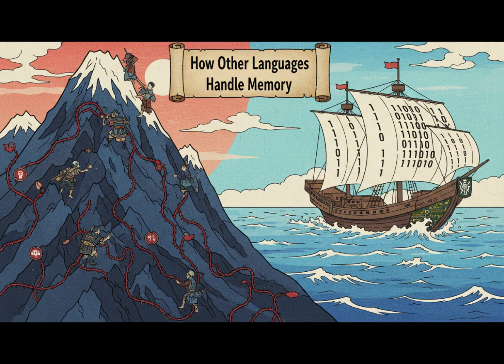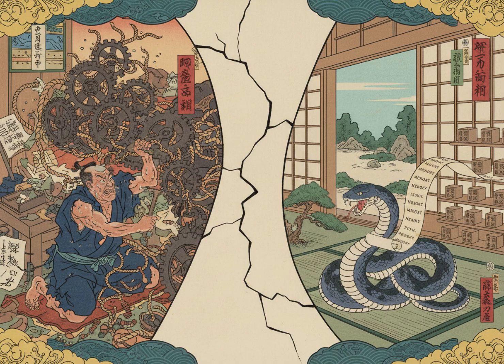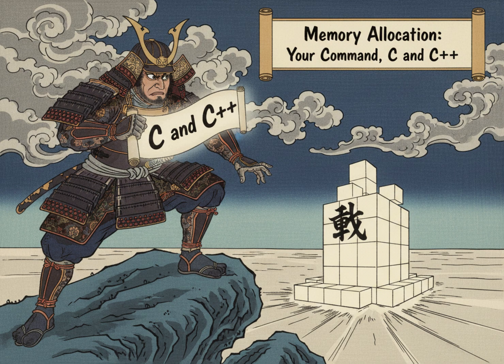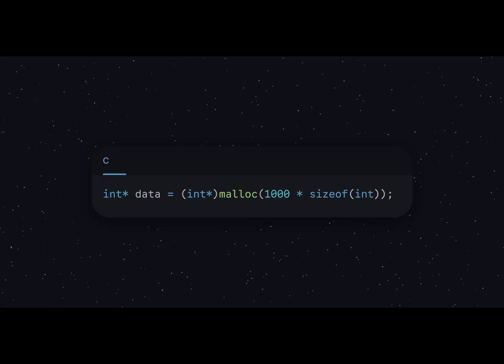For example, C and C++. Unlike Python, where memory management happens automatically behind the scenes, in those languages, you are the boss. You control everything. Here is how it works. When you need memory, you explicitly ask for it, using malloc or new.